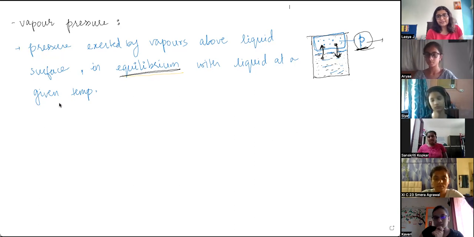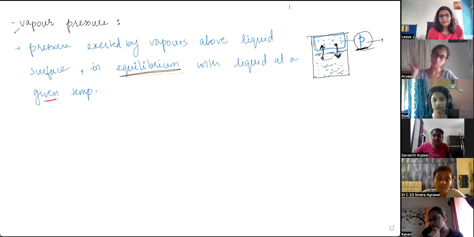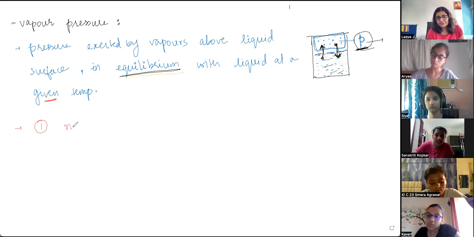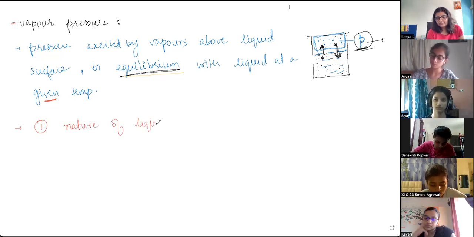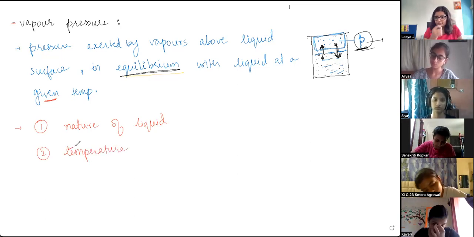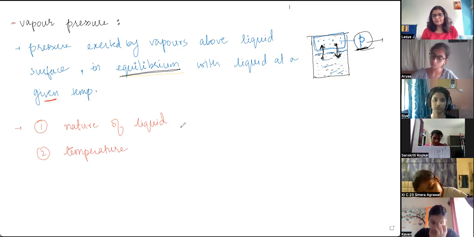And that is the reason, now coming to the next point, why we say at a given temperature. So the vapor pressure depends only on two factors. One is it is affected by the nature of the liquid. And second, it is affected by the temperature. This is very easy, it'll be easy to make sense of this. Nature of the liquid, what does that mean?